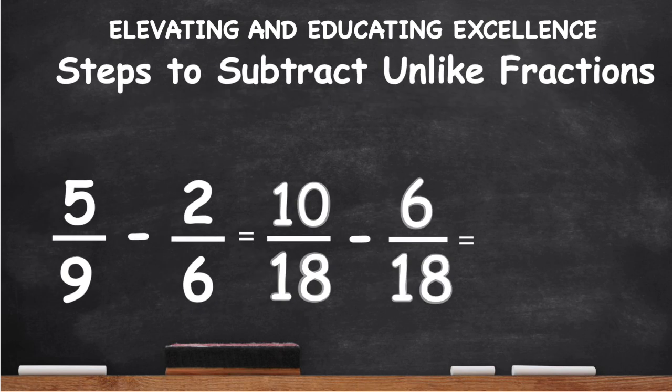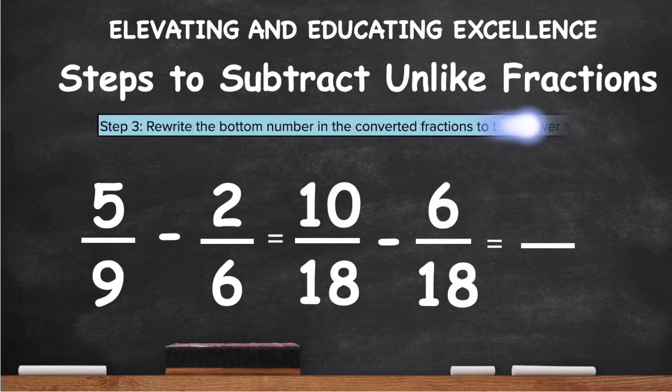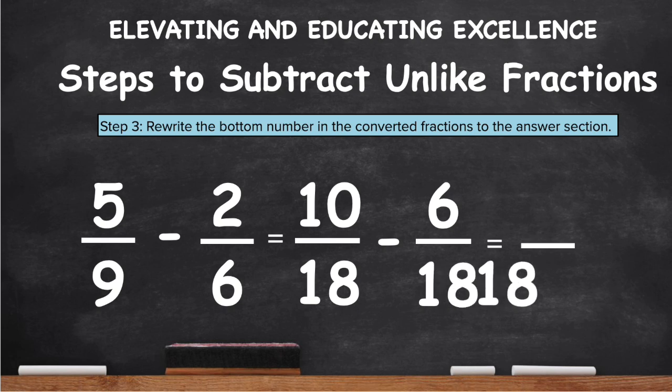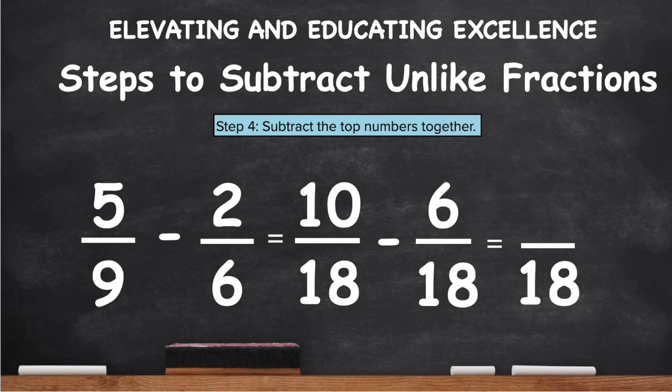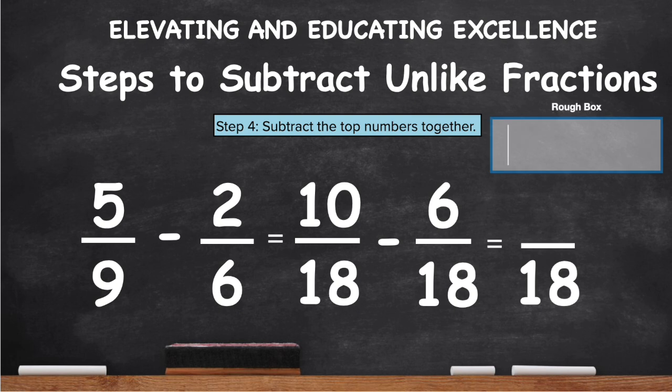So now we're going to do step number 3. We're going to rewrite the bottom number in the converted fraction to the answer section. So that's going to be moving the 18 over to the answer section. Now step number 4, we're going to subtract the top numbers together. So let's draw a rough box, and in that rough box, we're going to do 10 minus 6. 10 minus 6 equals 4. So the numerator is 4.